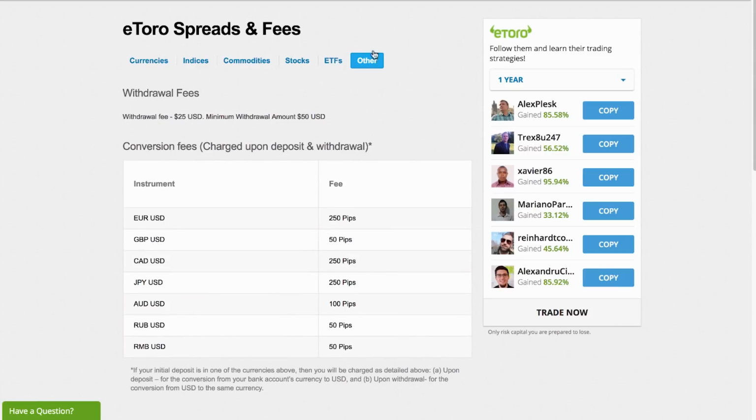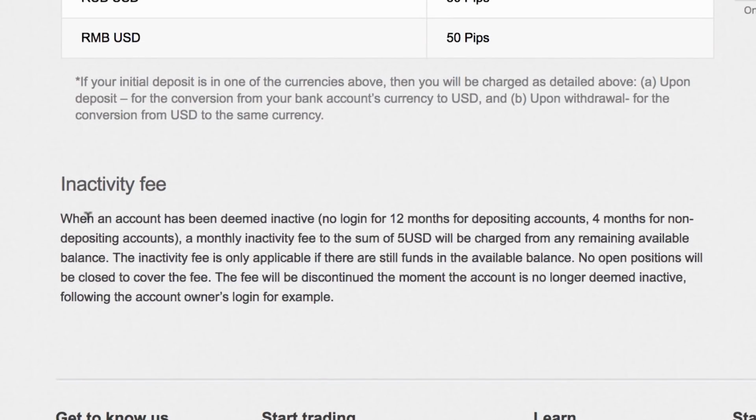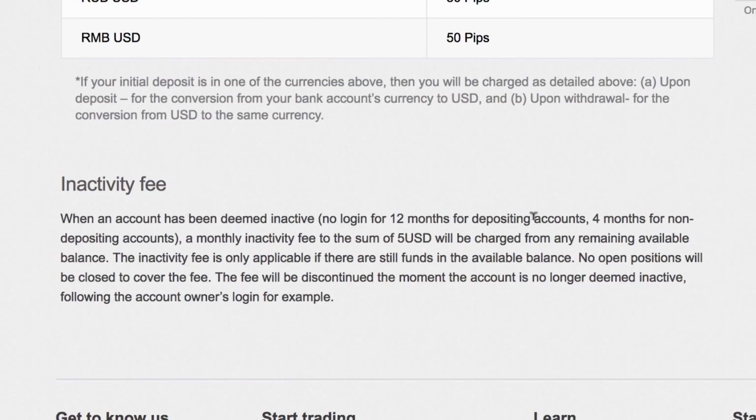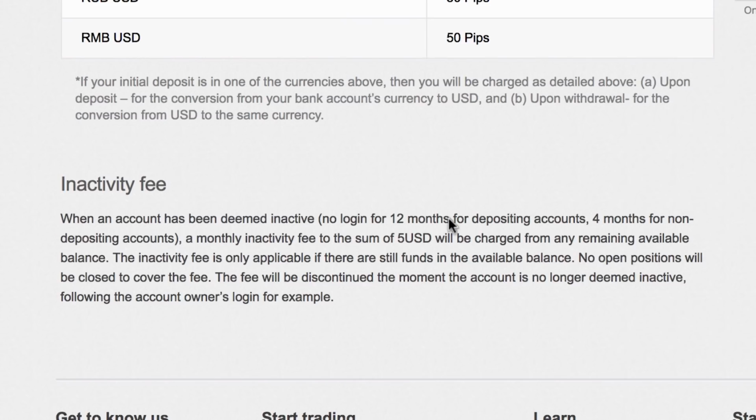The other one you might need to know about is, and it's a bit rare, I've never heard of anyone having to actually deal with this, an inactivity fee. So when an account has been deemed inactive, which means no login for 12 months for a depositing account, which is basically an account where you've put money in. There are other accounts, but if you've put money in, which all of you probably will have, and I have, then it's a depositing account.